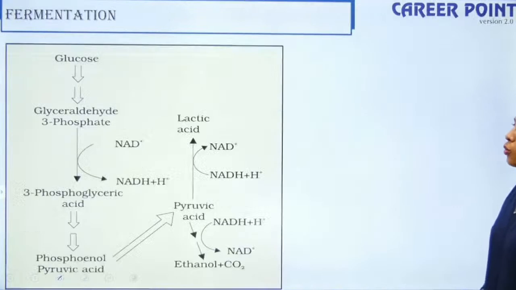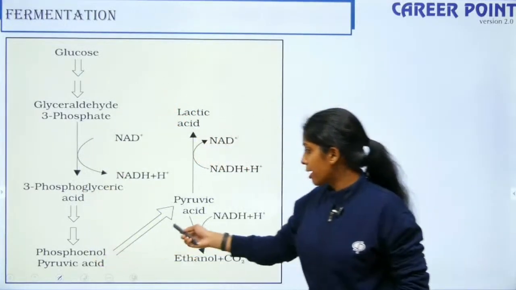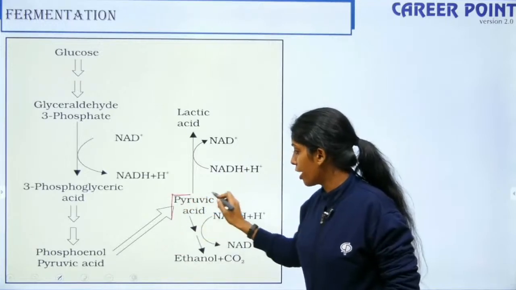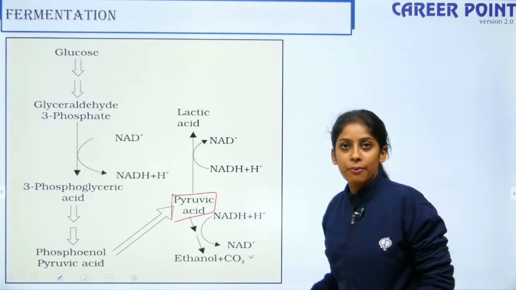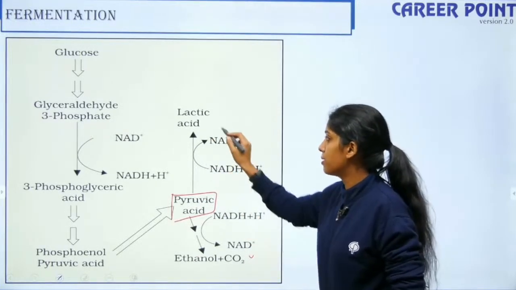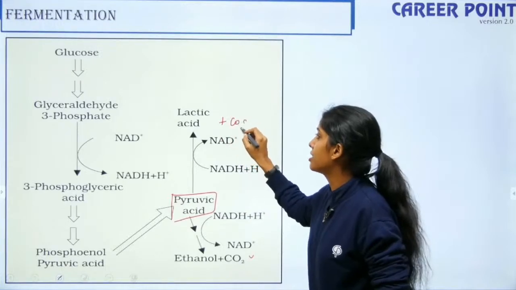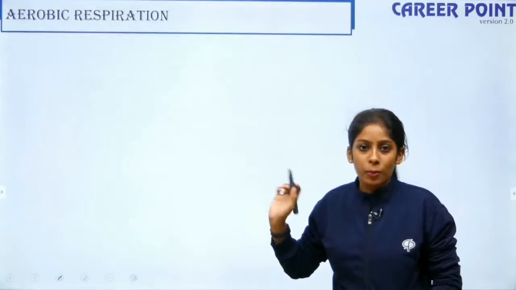Fine? Okay, moving further. So this is how it is. Glucose is broken down in steps like this, and finally you have pyruvic acid. Either it can break down to form ethanol plus carbon dioxide in the case of yeast, or it can break down to lactic acid plus carbon dioxide in the case of lactic acid bacteria or your muscles. So this is the anaerobic part.